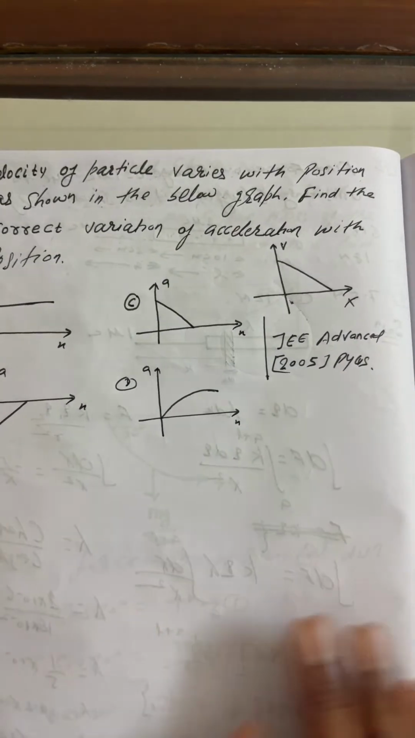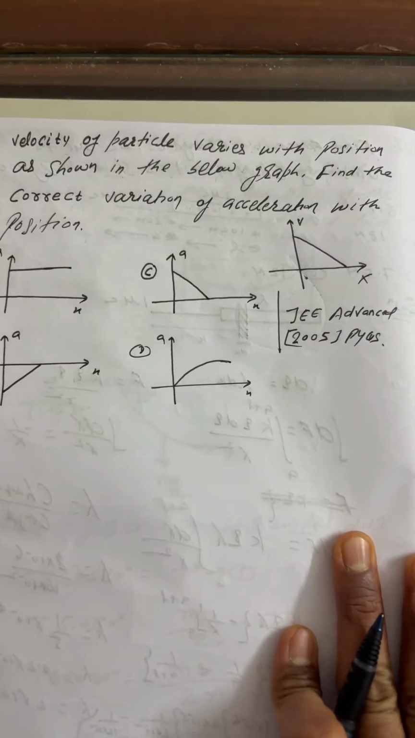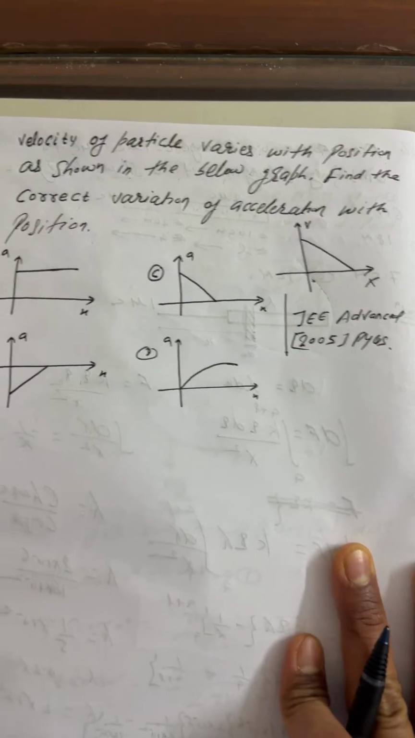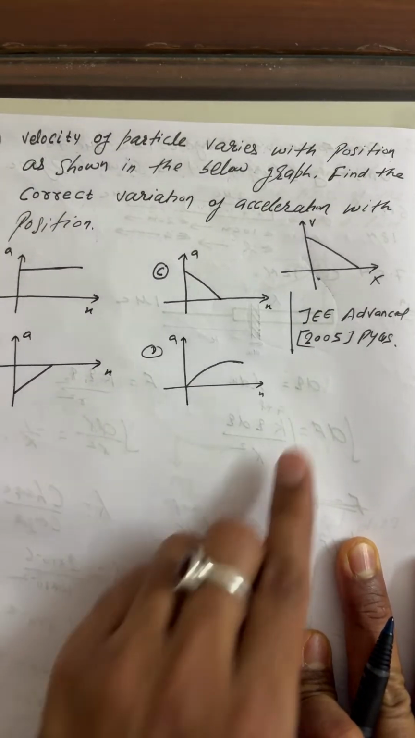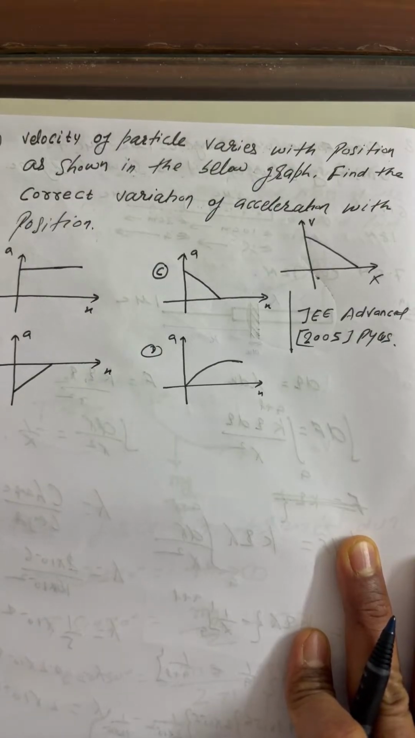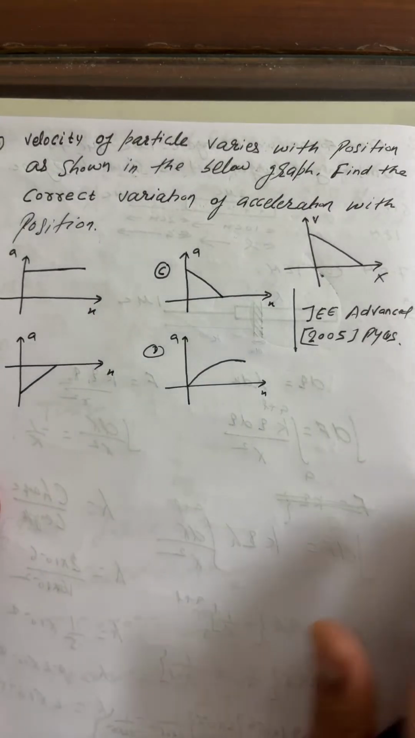Students, I can see this question was already asked in JEE Advanced 2005, right, my dear? The velocity of a particle varies with position as shown in the graph below. Find the correct variation of acceleration with position. Student, it's not tough at all.